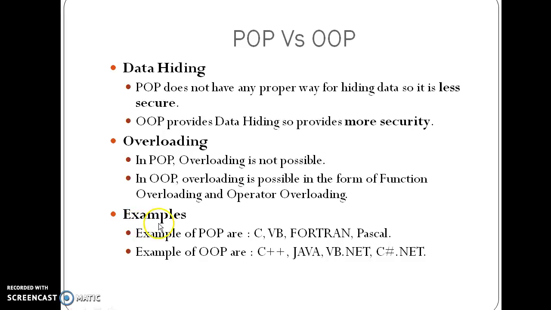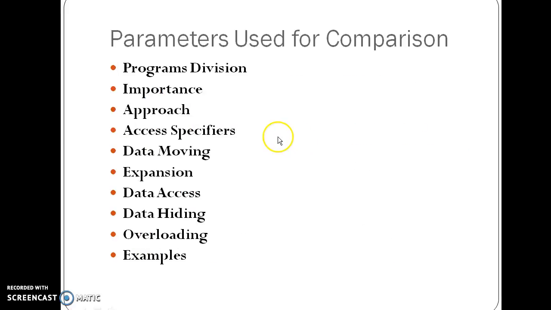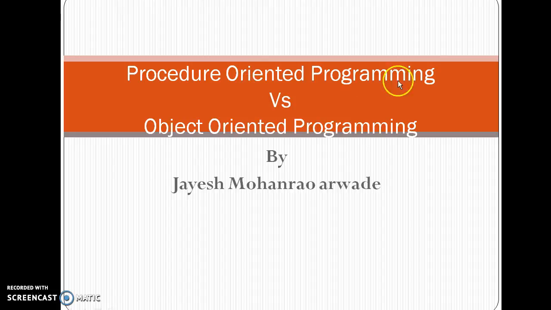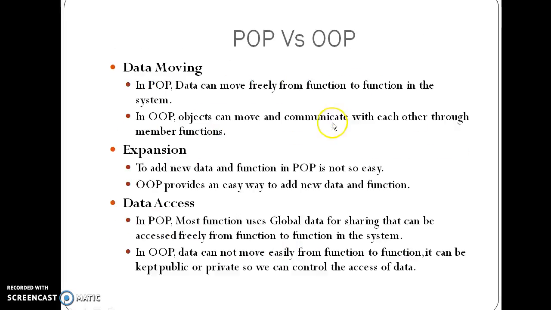Then the last parameter for this comparison: we'll see some examples. Procedure oriented programming languages are like C, VB, Fortran, Pascal, and object oriented programming languages are C++, Java, VB.NET, C Sharp, .NET. So all these are the parameters used for comparison of procedure oriented programming and object oriented programming.